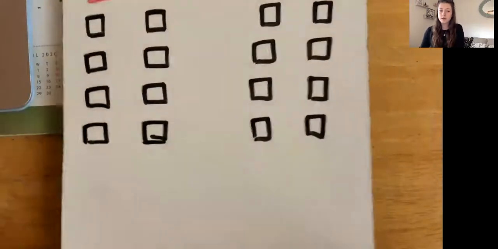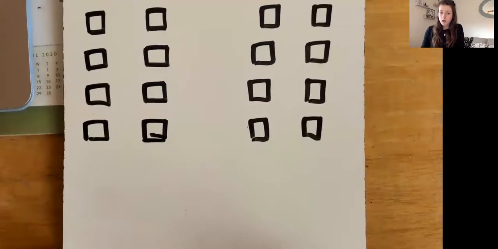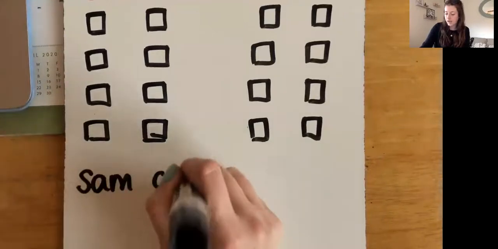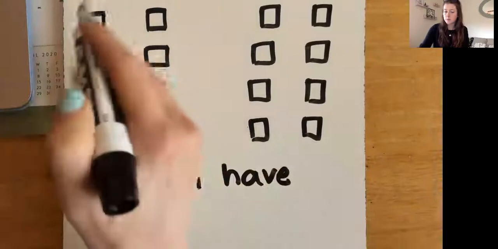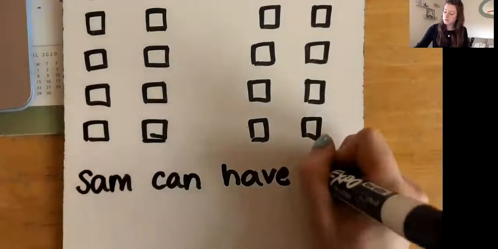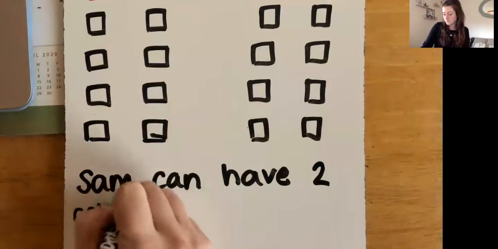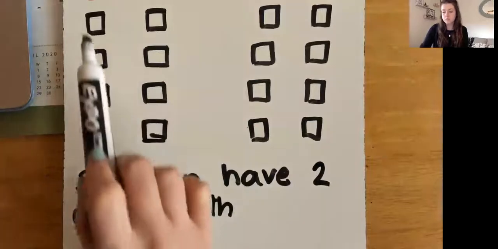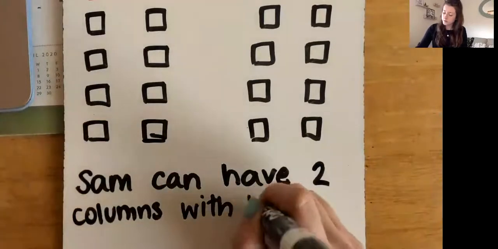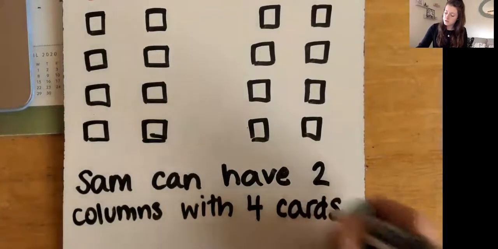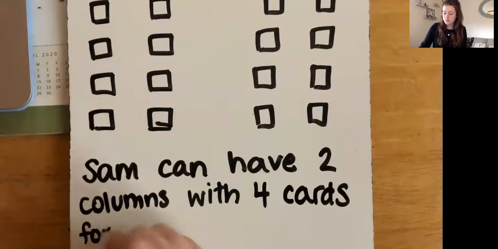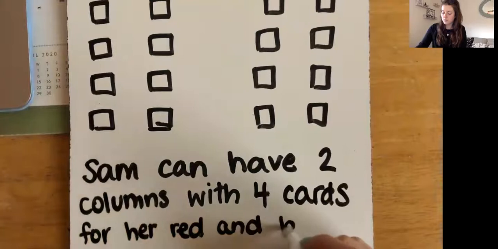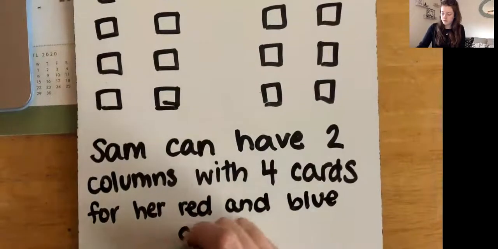So when I'm writing my statement, I'm going to write exactly what I showed. So I know that Sam can have how many columns? 1 column, 2 columns, 2 columns with how many cards in each column? 1, 2, 3, 4. With 4 cards for her red and blue cards.